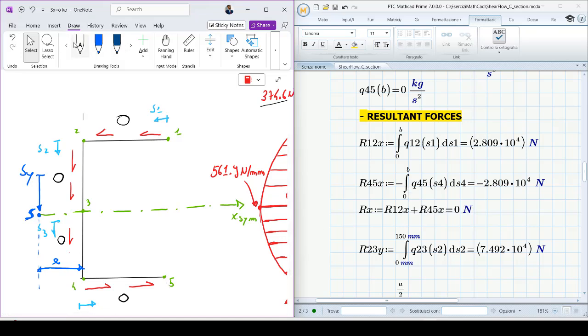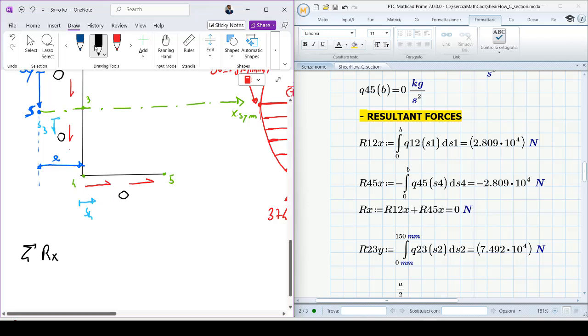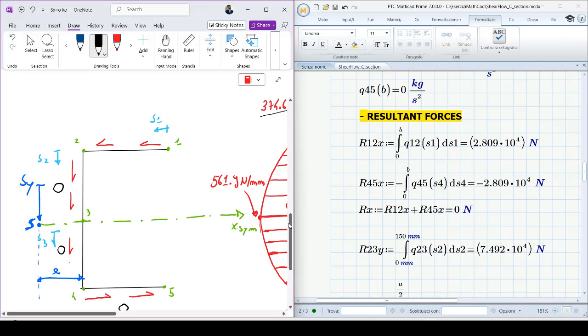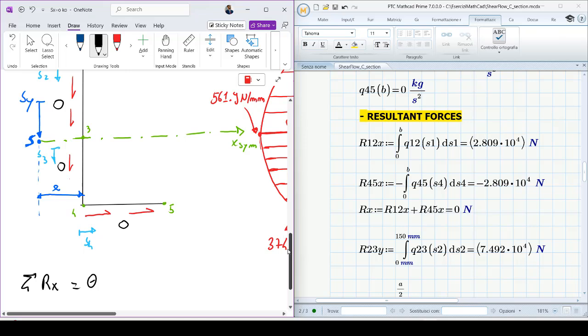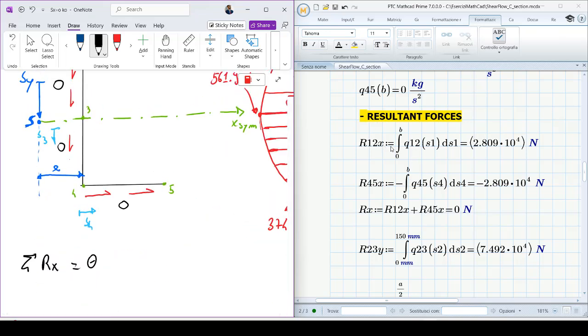Now, when I write the equilibrium equation along the x-axis, I must obtain that the summation of the R along the x-axis is equal to 0, because along the x-axis we have no external shear force. S1 is in the direction from right to left, S4 is from left to right. So S1 generates the shear flow on the upper flange, producing a positive R12x, but on the lower flange, with S4 from left to right and the orientation of the shear flow, we generate an opposite reaction equal in value to R12x. So the sum of R12x plus R45x is equal to 0 Newton. So the equilibrium along the x-axis is satisfied.